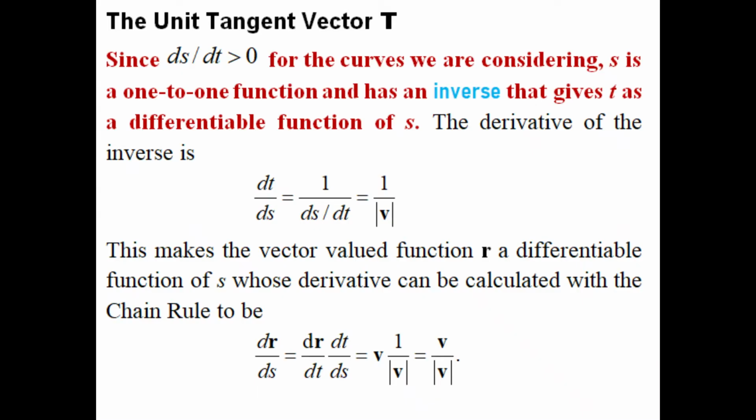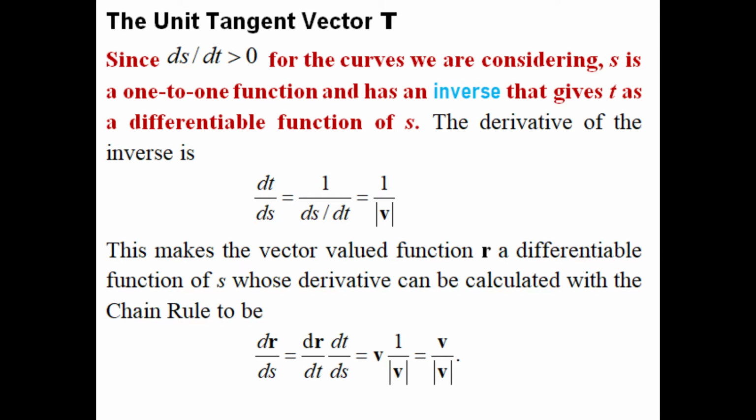This expression dt by ds is equal to 1 upon absolute value of v makes the vector valued function r a differentiable function of s whose derivative can be calculated with the chain rule, and it is dr by ds is equal to dr by dt times dt by ds, which is equal to v times 1 upon absolute value of v, which is equal to v by absolute value of v.